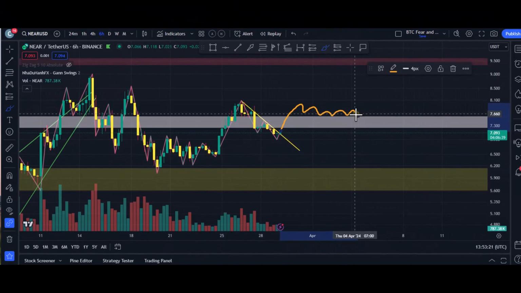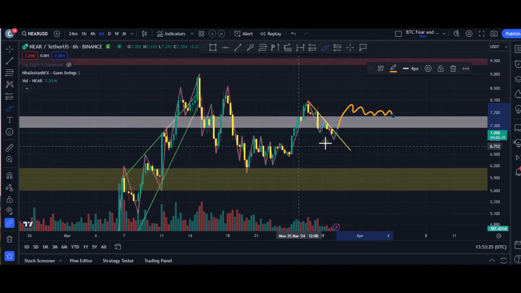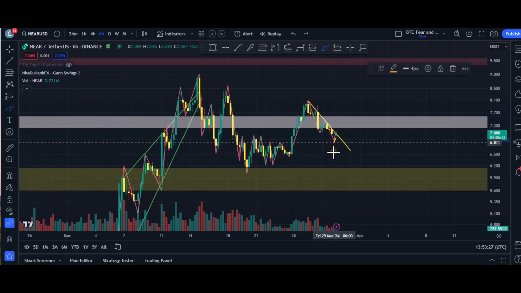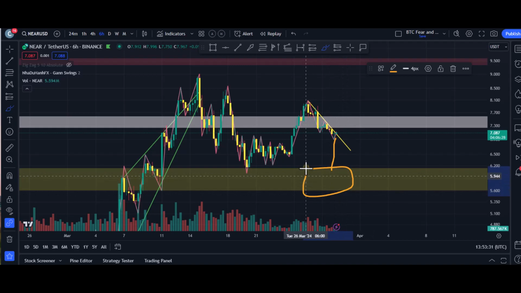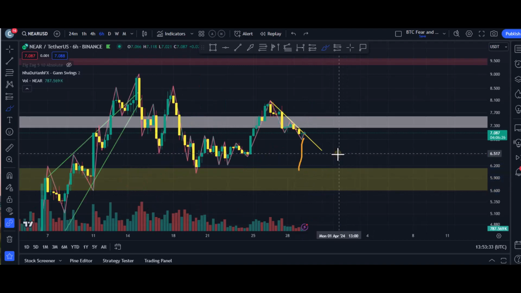If Bitcoin shits the bed, it is not going to do it. Keep that in mind. It's very likely Near is going to come down and retest this weekly swing here. Okay, it's going to test this weekly swing. So that's why you want to have that on your charts. So I'm going to back up my fibs now. You know I like to back up my fibs. So let me back up my fibs.